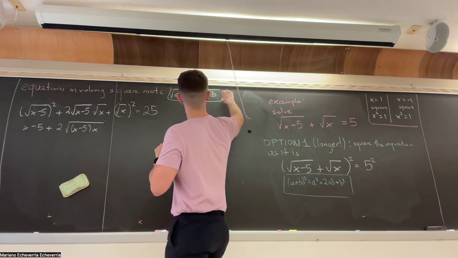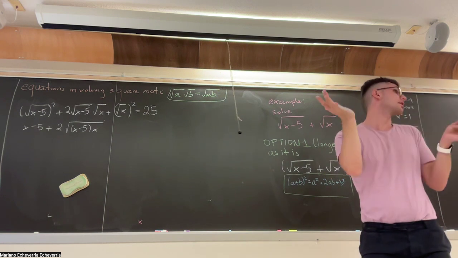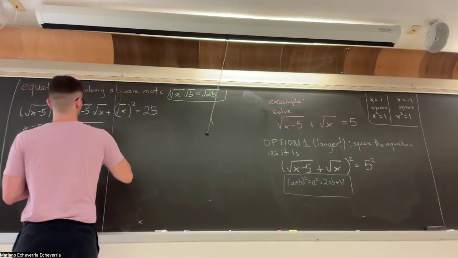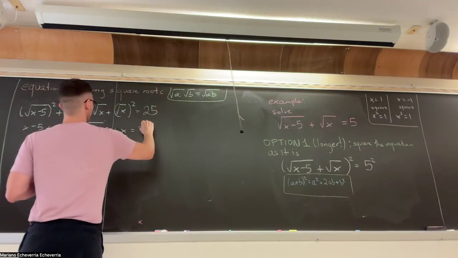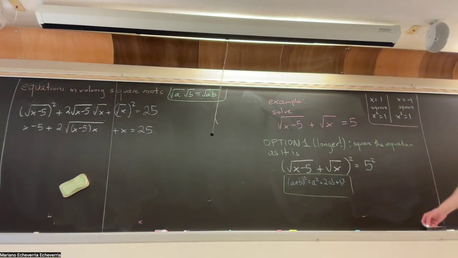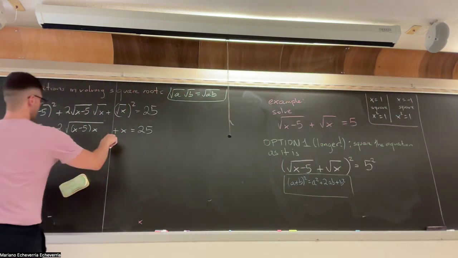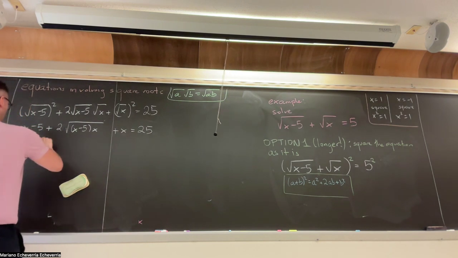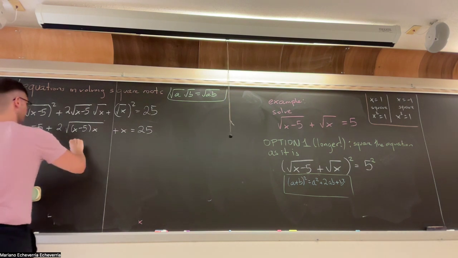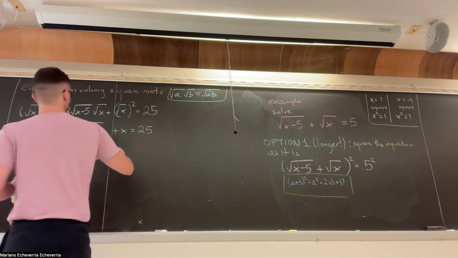That way it looks as if you had a single square root. It looks a bit nicer. And then the other one is just x. So that equals 25. So what are you getting here? You get 2x minus 5 plus 2 root of x minus 5 times x equals 25.